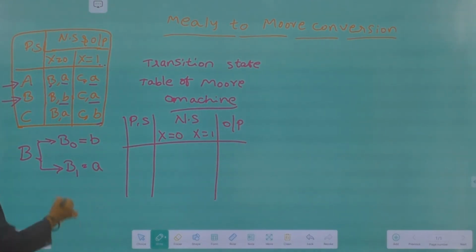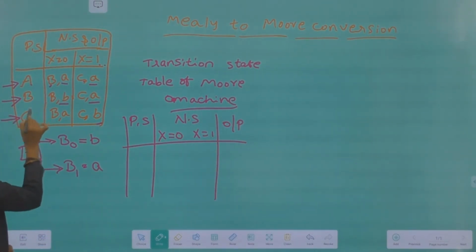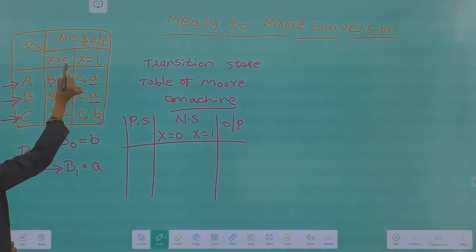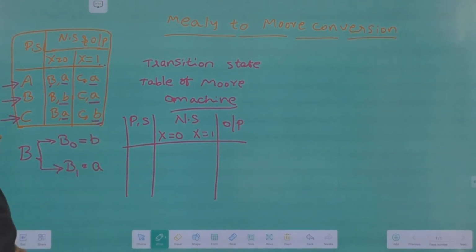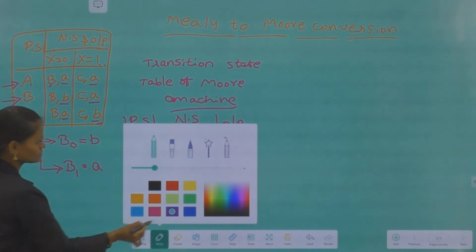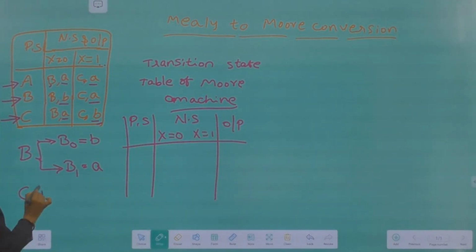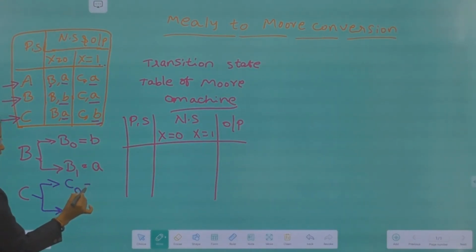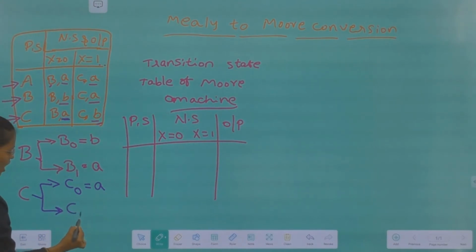Okay. And next state C. The present state is C. If x equal to 0, then the output is A. If x equal to 1, then the output is B. So here also different outputs are there. So C also divides into 2. That is, if x equal to 0, in that case the output is A. Okay. And next, if x equal to 1, then the output is B.